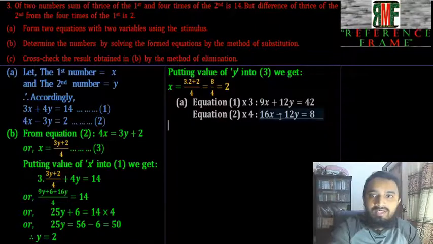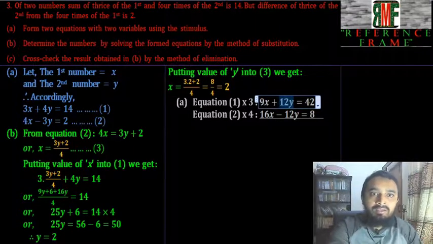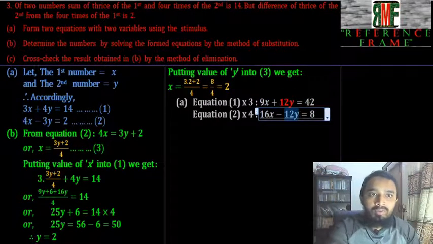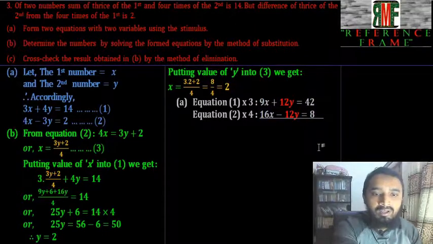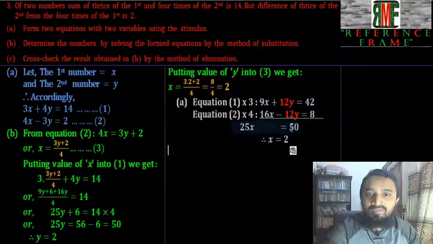So as you can see on the screen, look, this is minus 12y, so I marked it with red, and this is plus 12y. Since they have opposite signs, they will cancel each other, and finally what do we get? 9x plus 16x is equal to 25x, and 42 plus 8 is going to be 50. Okay, that you can see on the screen, 25x is equal to 50, therefore x is equal to 2, because 50 divided by 25 gives us the result x is equal to 2.